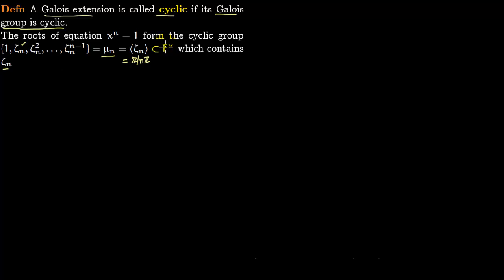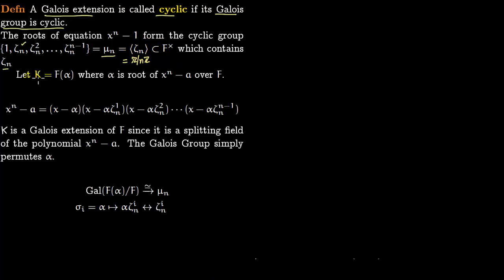Suppose you have a field and you consider it as a group with only its units, where the group operation is multiplication. If this field contains zeta_n, then it obviously contains the subgroup generated by zeta_n. So let K be F adjoined with alpha, where F already contains this primitive root of unity zeta_n.